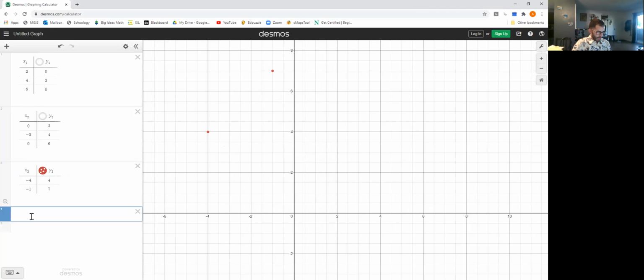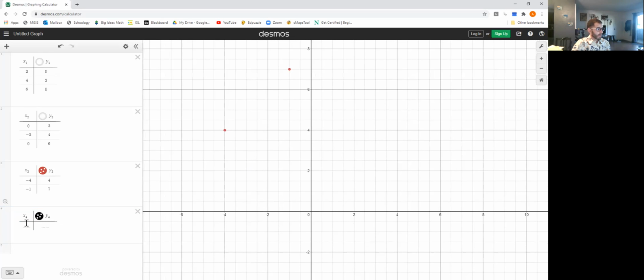First, we need to translate it from (x, y) to (x - 2, y - 1). Okay, so from (x, y), we got to take away 2 from the x's. So -4 take away 2 is -6. And we got to take away 1 from the y's. So 4 take away 1 is 3. We have to take away 2 from the x's and 1 from the y's.